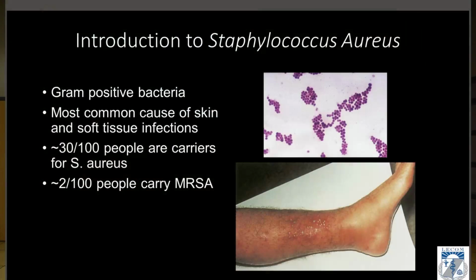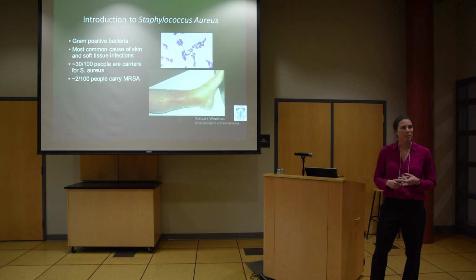So to begin, I'd like to give a brief introduction of the organism we chose to study, and that's Staphylococcus aureus. Staph aureus is a gram-positive bacteria, and you can see right up here, it looks like a cluster of grapes. Now, it is the most common cause of skin and soft tissue infections, two of those being cellulitis and folliculitis, also impetigo.